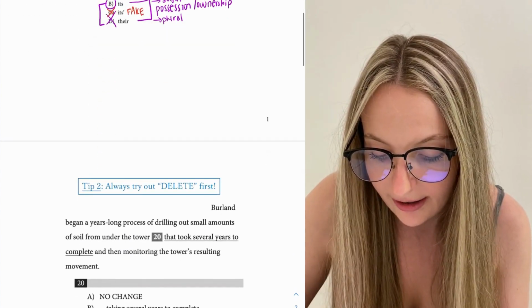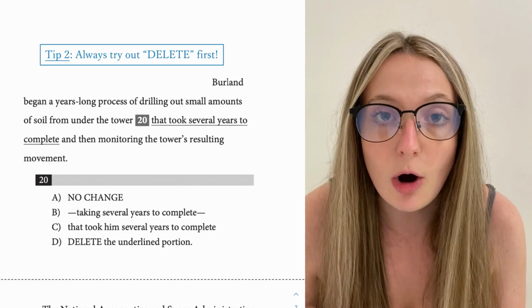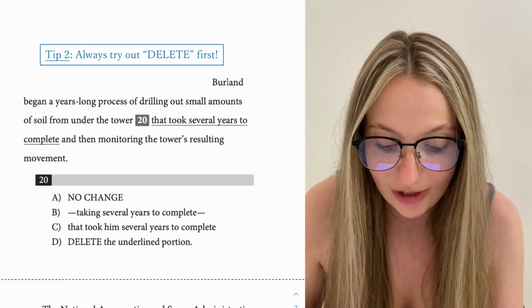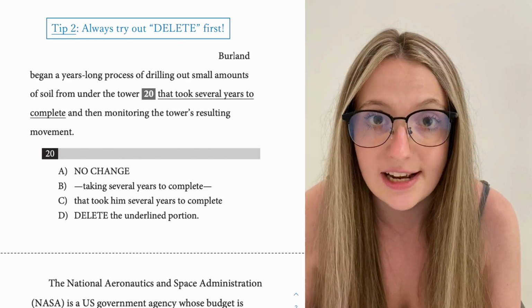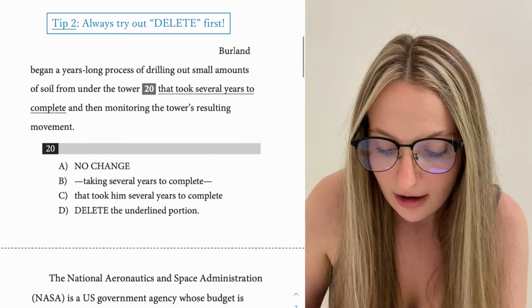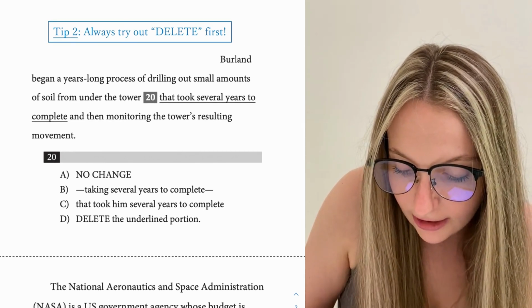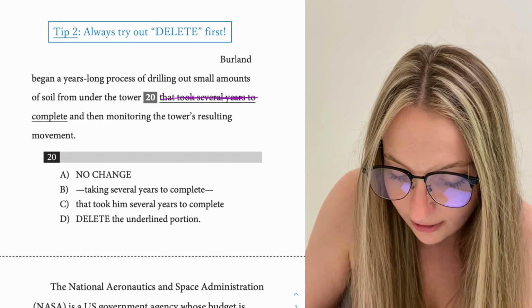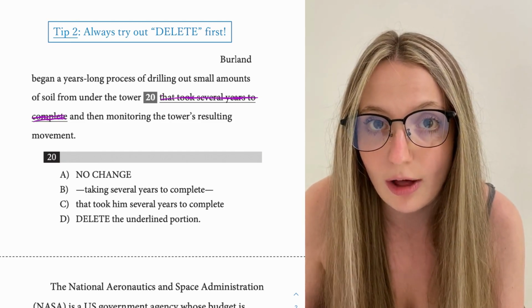Alright, tip number 2 is to always try out the option that says delete the underlined portion first, if that is presented as an answer choice. So let's go ahead and try that for question 20. We're going to try to delete the underlined portion, so basically we're going to read the sentence without that underlined portion.